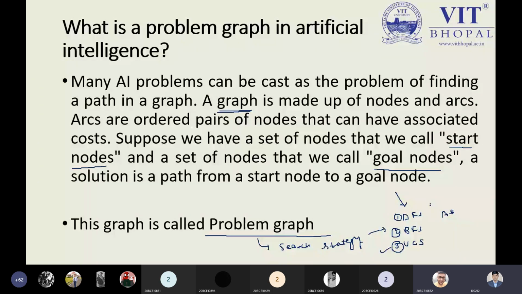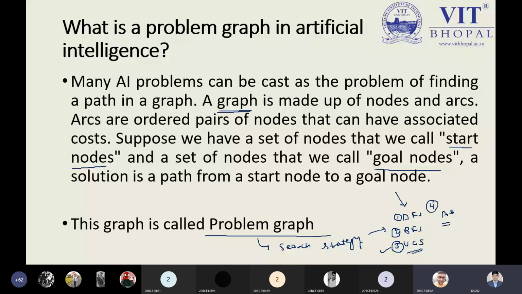And in AI, many people love to work with the A star algorithm. Why is the A star algorithm more useful in the problem graph? It is very simple. A star means we are choosing only one path. We are not moving to the other path.